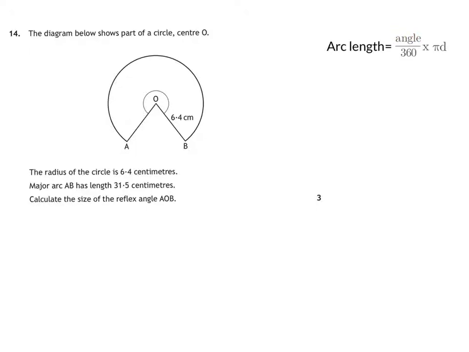So what we're going to do is rearrange this so we've got the angle by itself. The first thing we're going to do is times by 360. So that now gives us 360 times the arc length is equal to the angle times pi d. I want the angle by itself, so I'm going to divide everything through by pi d.